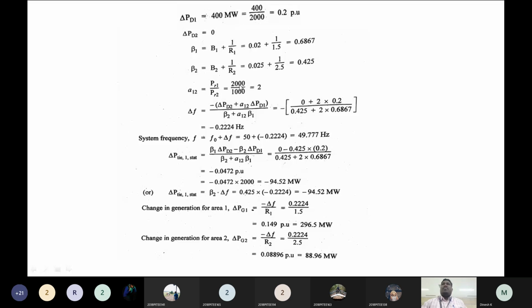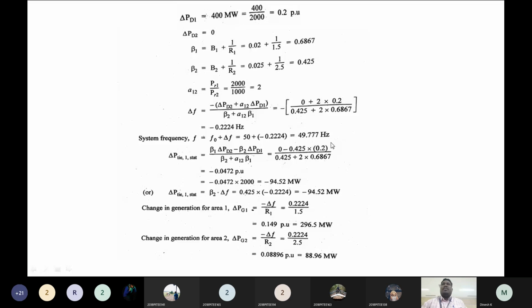So 2000 for PR1, 1000 for PR2. So change in frequency is nothing but minus of del PD2 plus A12 del PD1, divided by beta 2 plus A12 beta 1. So del PD2 is 0 here, A12 is 2, del PD1 is 0.2, beta 2 is 0.425, A12 is 2 again, beta 1 is 0.687. So change in frequency is minus 0.2224. The overall system frequency should be F0 plus del F. So 50 hertz plus minus 0.2224, so 49.777 hertz.